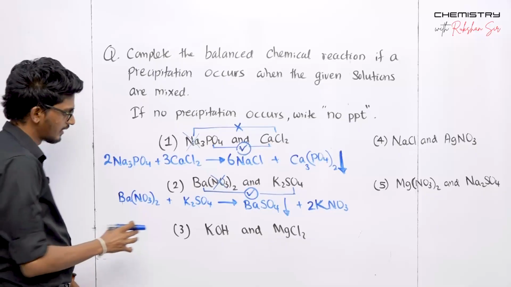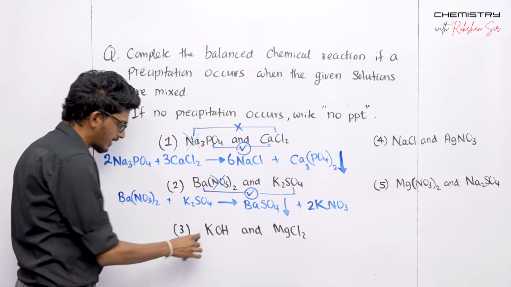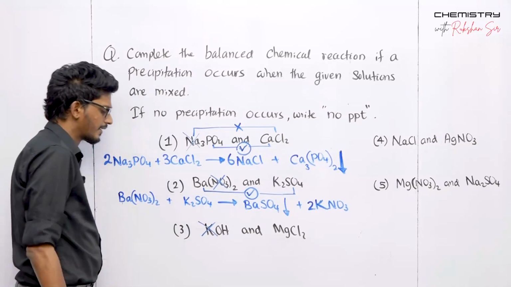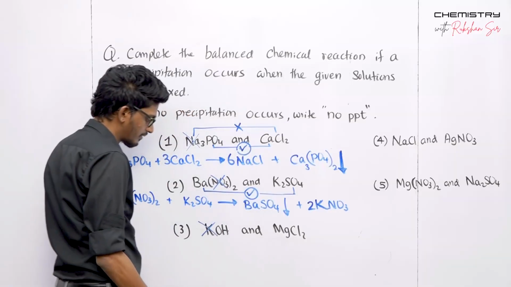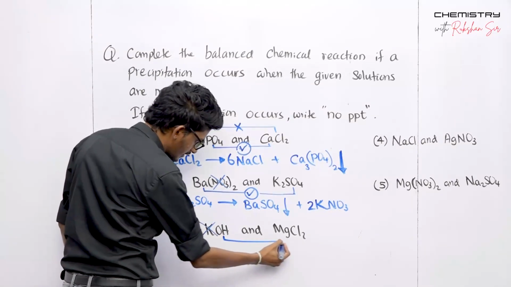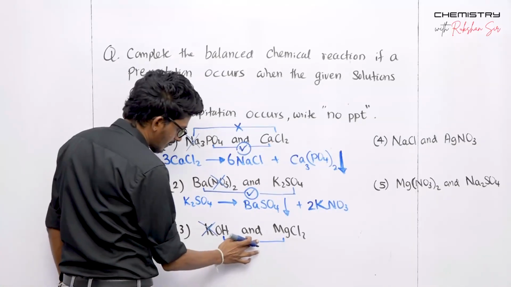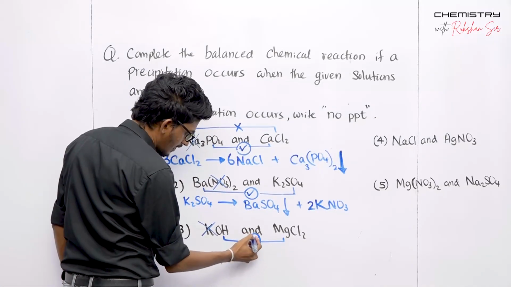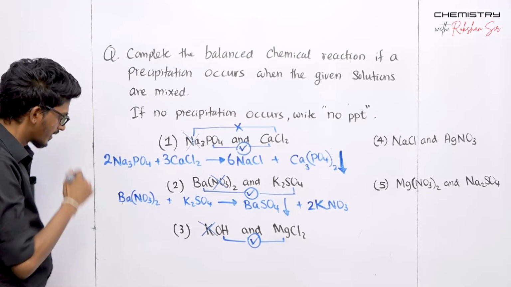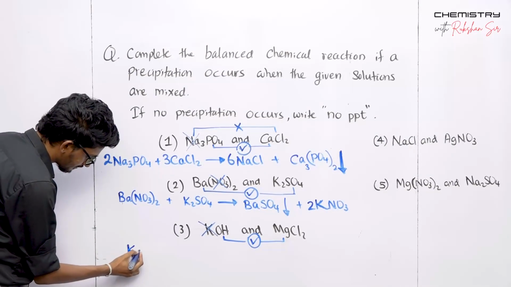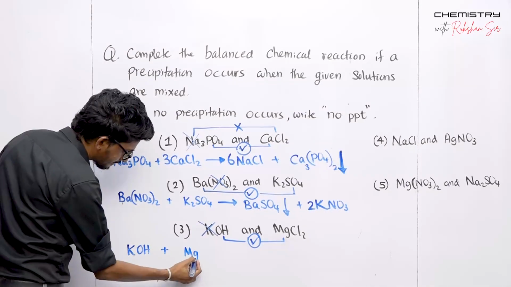Let's check for precipitation here. K plus never gets precipitated. Group 1s never get precipitated, so no need of comparing with its chloride. Then check these two. Yes, there's a precipitation there: OH minus with Mg2 plus. Magnesium hydroxide is a precipitate. So let's write the reaction there, with the KOH reacting with the magnesium chloride.